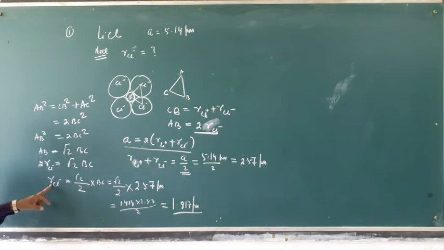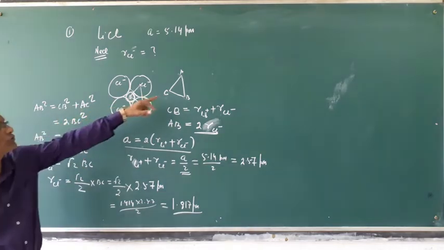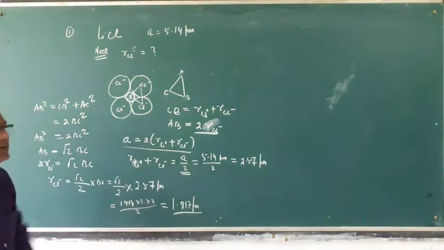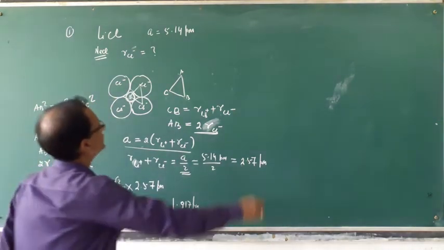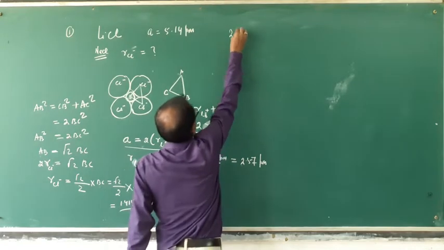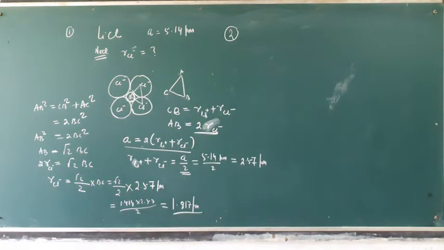That's why R of Cl minus is equal to how much? Root 2 of BC. As per the Pythagoras theorem, you apply, then you calculate like this. This is your question number 1. Is it okay? Then question number 2. Question number 2 is like this.